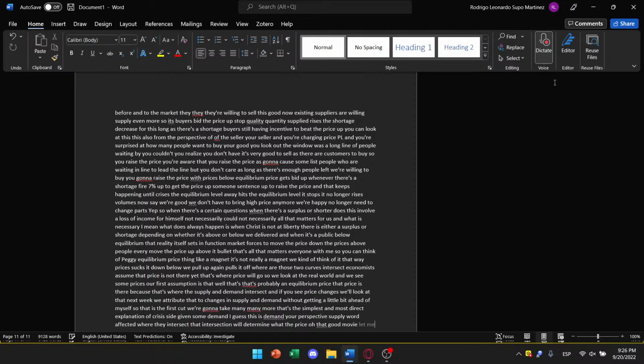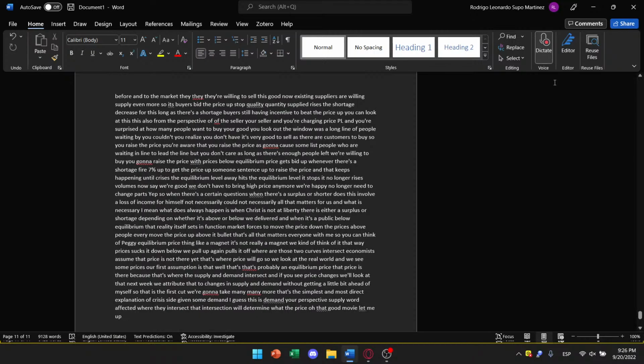What I'm going to start doing is shifting these curves around. And that'll be the next cut we take at the next time. But before I do that, let me point out another interesting feature of the equilibrium price.